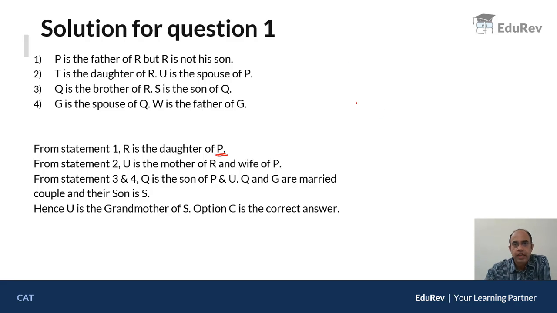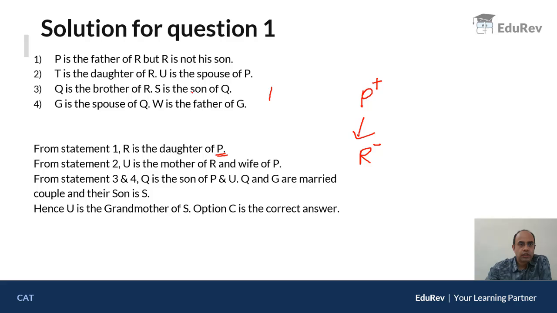Now let us see how to make a family tree. Here it's very easy. You need to go step by step. First step says P is the father of R. Draw P. P is the father of R. Since he is a father, therefore I'll have to give plus sign. Recall, plus sign means male. Fine. But R is not his son. R is not the son of P. That means R has to be daughter. And female is denoted by a negative sign.